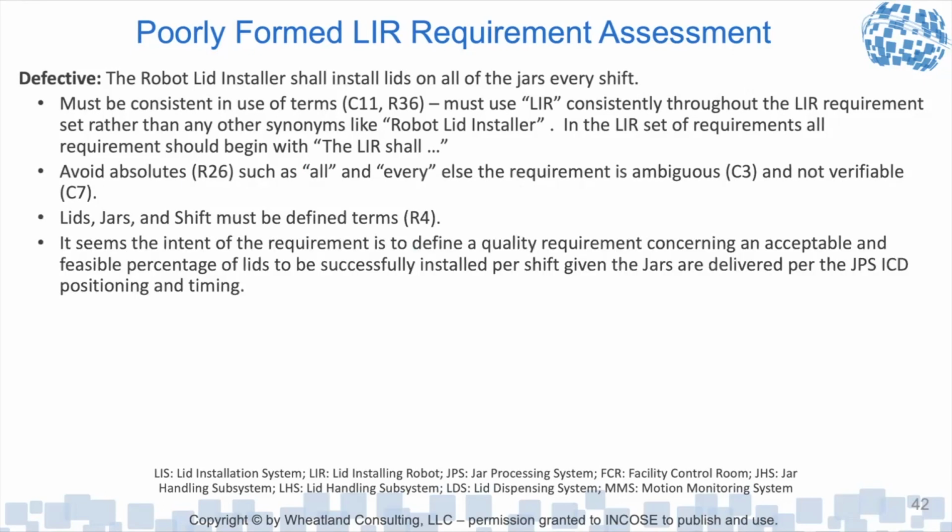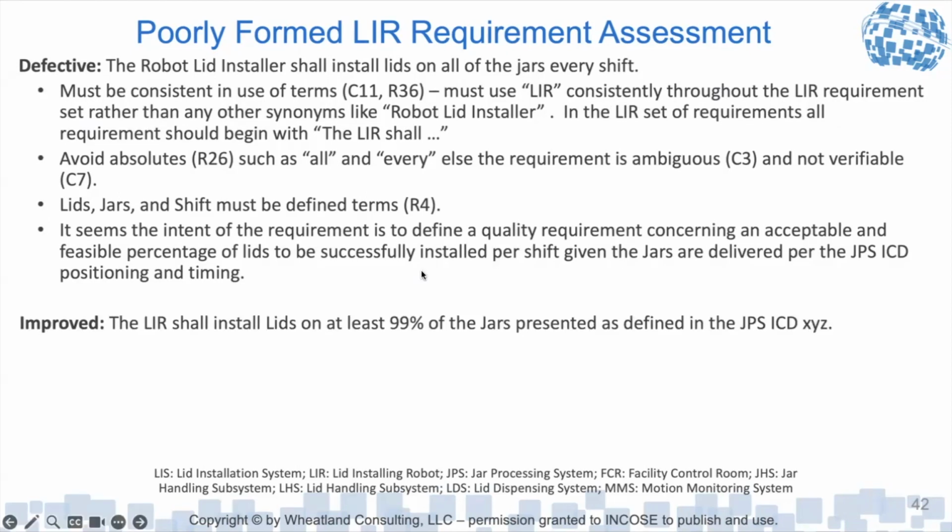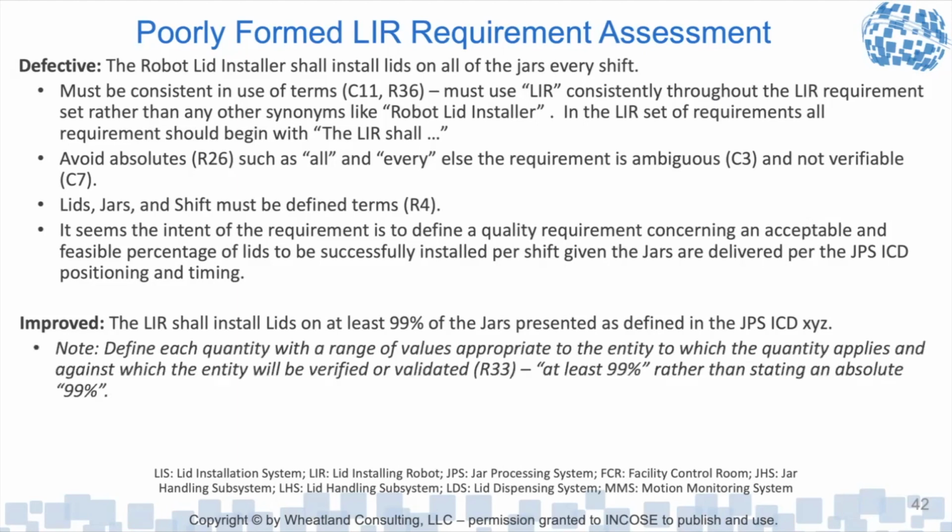It seems the intent of the requirement is to define a quality requirement concerning an acceptable and feasible percentage of lids to be successfully installed per shift given the jars are delivered per the JPS ICD positioning and timing. So an improved version: the LIR shall install lids on at least 99% of the jars presented as defined in the JPS ICD XYZ. Note that we need to define each quantity with a range of values appropriate to the entity to which the quantity applies and against which the entity will be verified or validated.